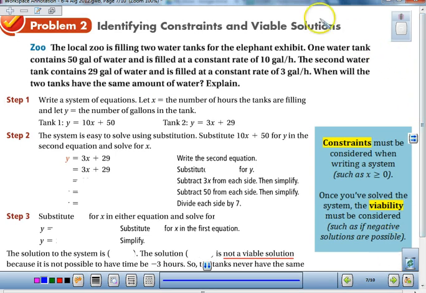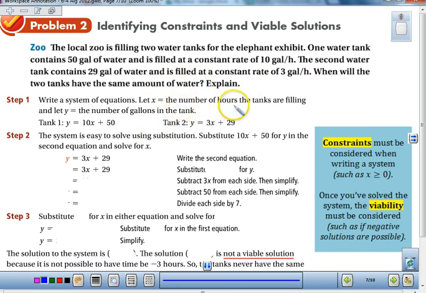Another thing that we're going to talk about is identifying the constraints and what's called a viable solution. So a local zoo is filling two water tanks with an elephant exhibit. One tank contains 50 gallons of water and it's filled at a constant rate of 10 gallons per hour. The second one contains 29 gallons of water and is filled at a rate of 3 gallons an hour. When will the two tanks have the same amount of water?